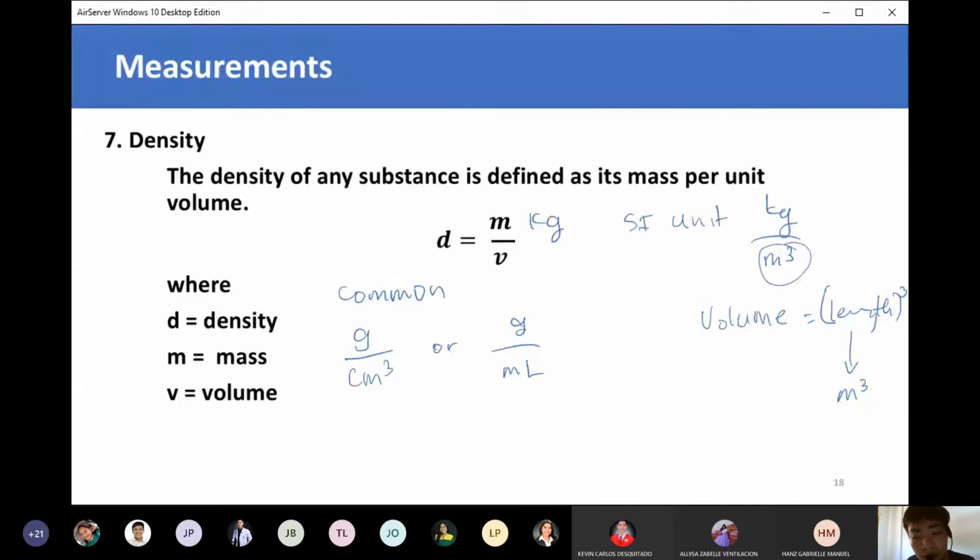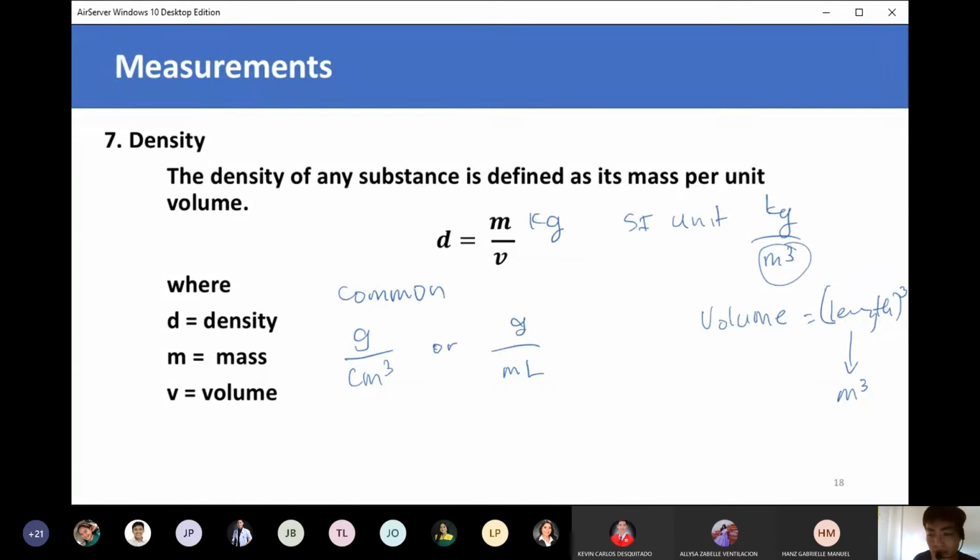No, we do not deal with something in kilograms, no? Especially in the laboratory. We're usually dealing with milligrams or grams of substance. No? In terms of volume, we do not use cubic meters, no? Because ano ba itsura ng cubic meter na tubig? Yung isang drum, no? That's 1 cubic meter. So we do not use isang drum in the laboratory, no?